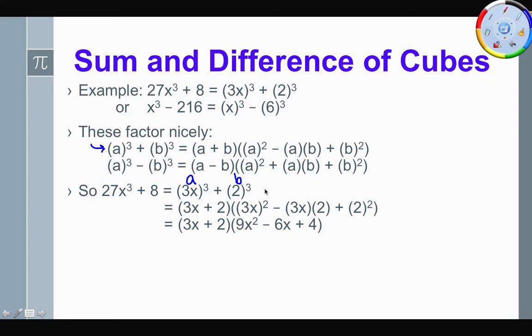We want a squared, so we have 3x squared. Note my use of parentheses here, so you remember to square the 3 as well. Then we have a times b, so that's 3x times 2. And the last we have b squared, so that's going to be our 2 squared. All we do is simplify. We have 3x plus 2 times 9x squared minus 6x plus 4. Now, this is a very handy formula to know how to factor differences and sums of cubes, because we can use them to solve these types of equations.